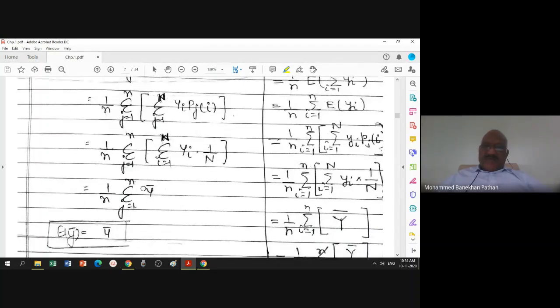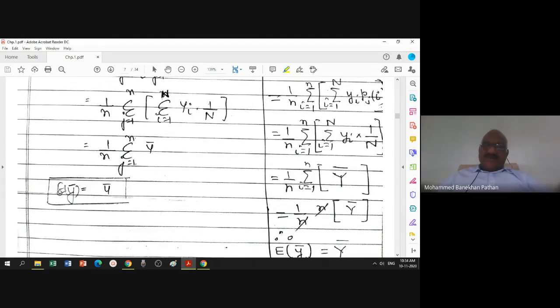Now Y bar is fixed. For a given population, this is the one number. So the summation of this number keeps on adding n times. So it is n times Y bar, and that n cancels with this n. So you get the expected value of the sample mean as the population mean. So you can write in words, therefore the sample mean is an unbiased estimator of the population mean.